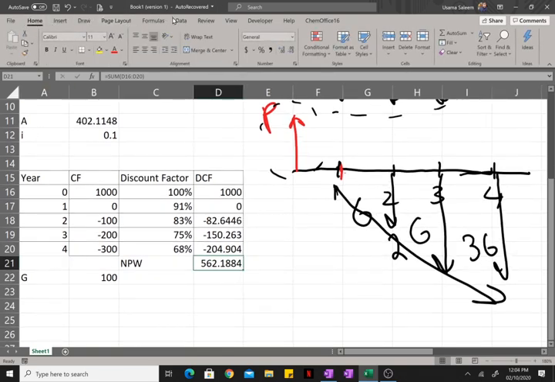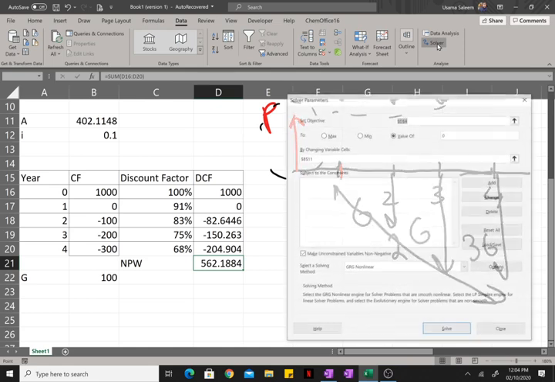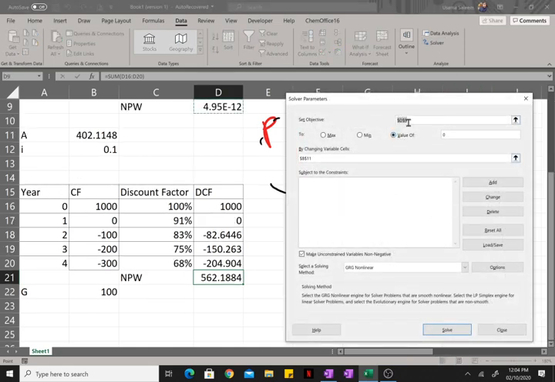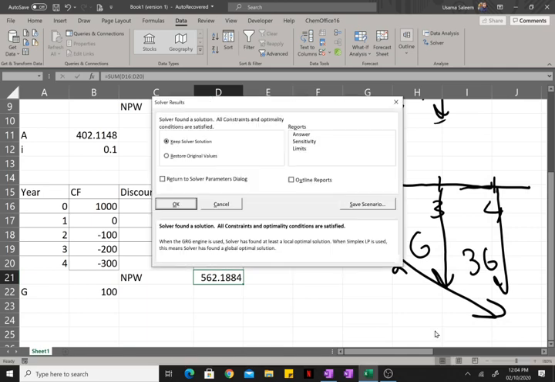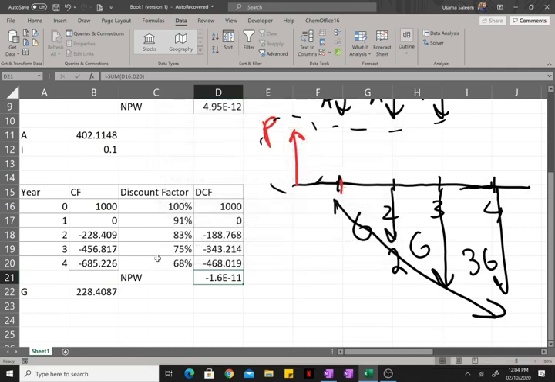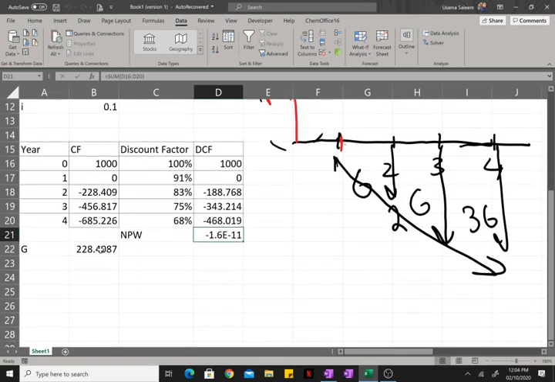So once again, I'll go back to Solver. Okay, D21, this objective cell, let's highlight that. Set that to a value of 0 by changing variable G this time. And lo and behold, we have the value of G required, and we have the cash flow in each year, and we have the discounted cash flow, and the NPW almost comes out to be 0.